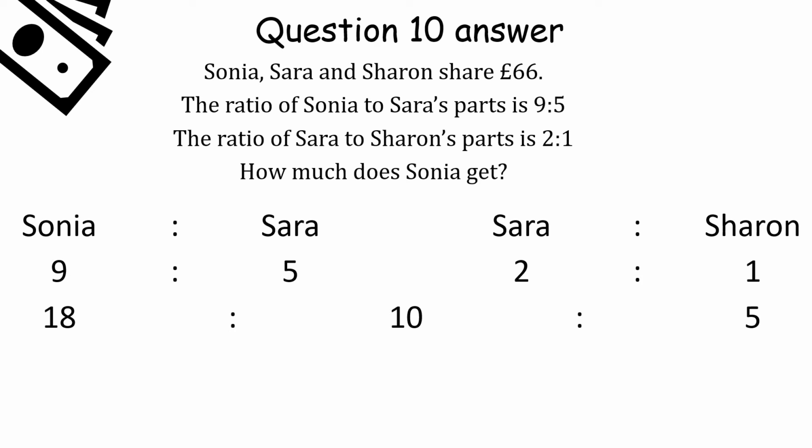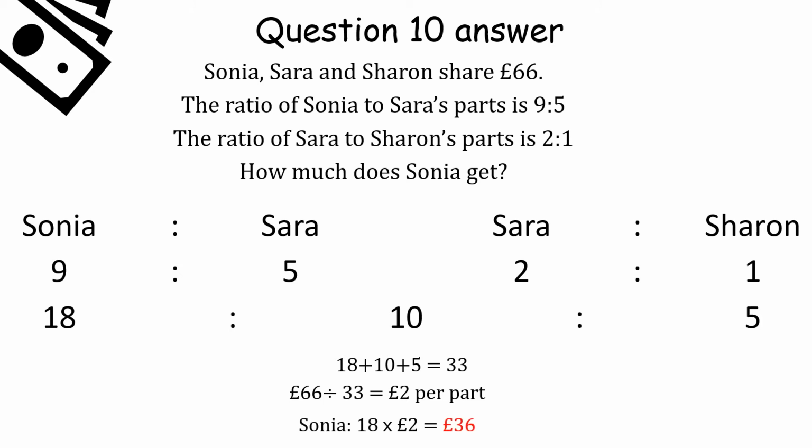We can add them together, getting 33 parts. The total 66 pounds divided by 33 gives 2 pounds a part. As Sonia has 18 parts, she gets 36 pounds.